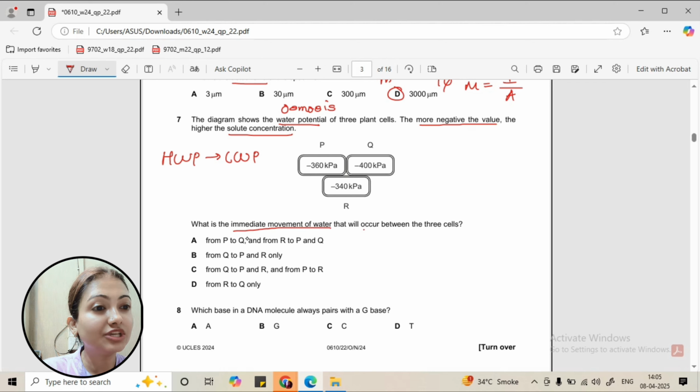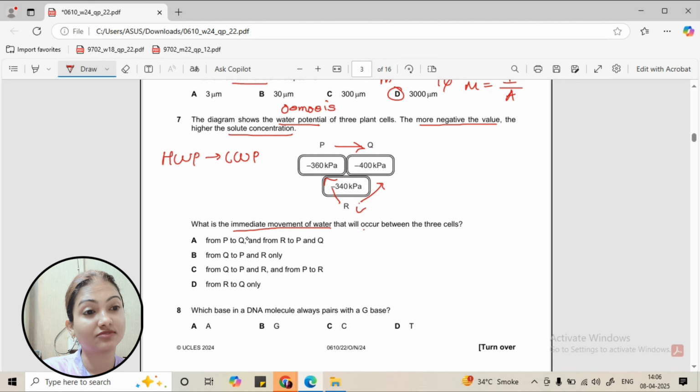So what will be the immediate movement of water that will occur between the three cells? This is the lowest, this is the medium, and this is the highest. So ideally for R it will move to P and then Q. Q will not move anywhere because it is already at high water potential. P will not move to R, it will rather move to Q. So the movement would be R on both the sides and P only to the Q.